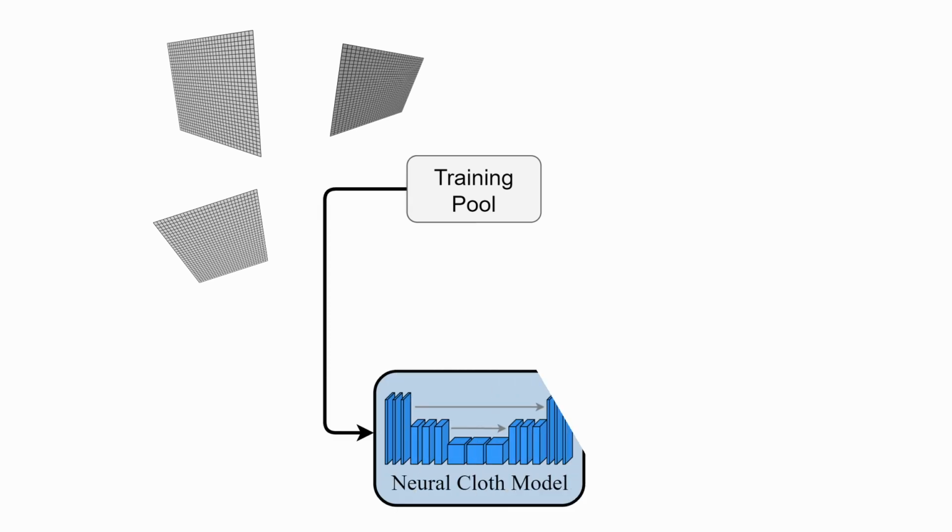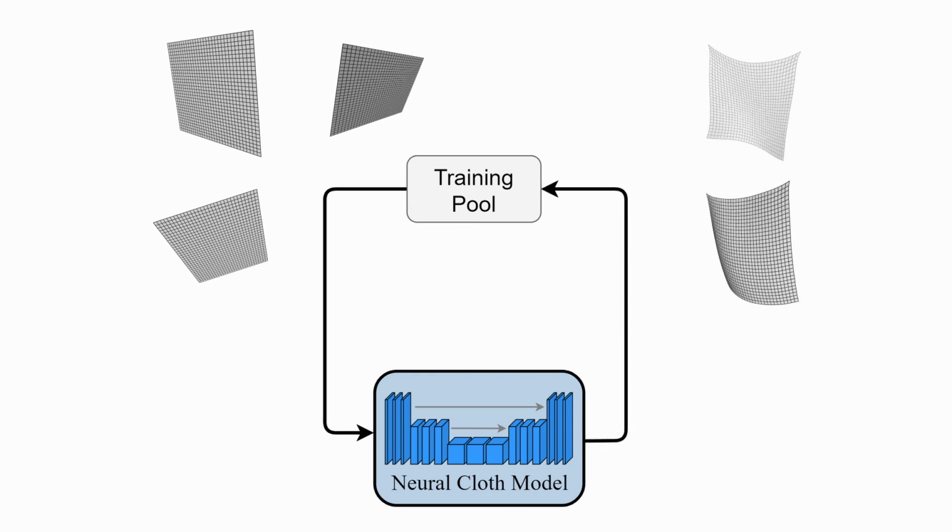The training loop starts by initializing a training pool consisting of many flat cloths with random physical parameters and external forces within predefined ranges. A random batch is taken from the training pool and simulated for one time step using their individual parameters. The simulated cloths are then added to the training pool, thus filling up with more and more realistic configurations.